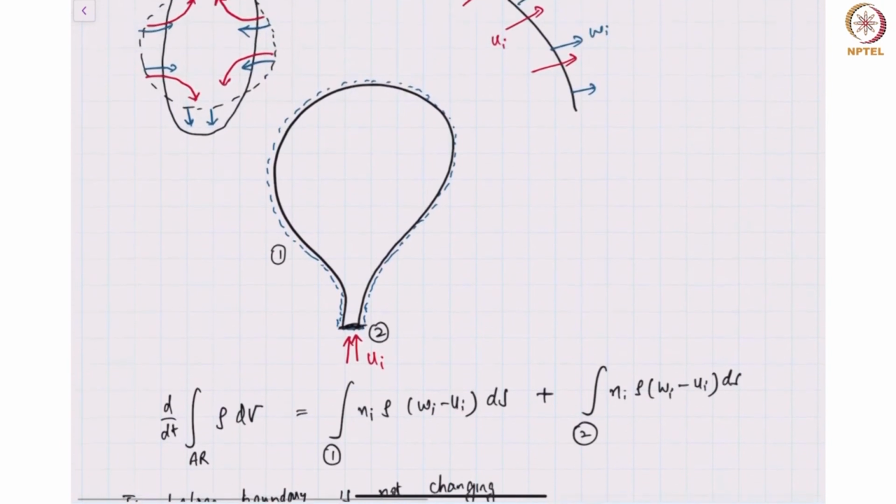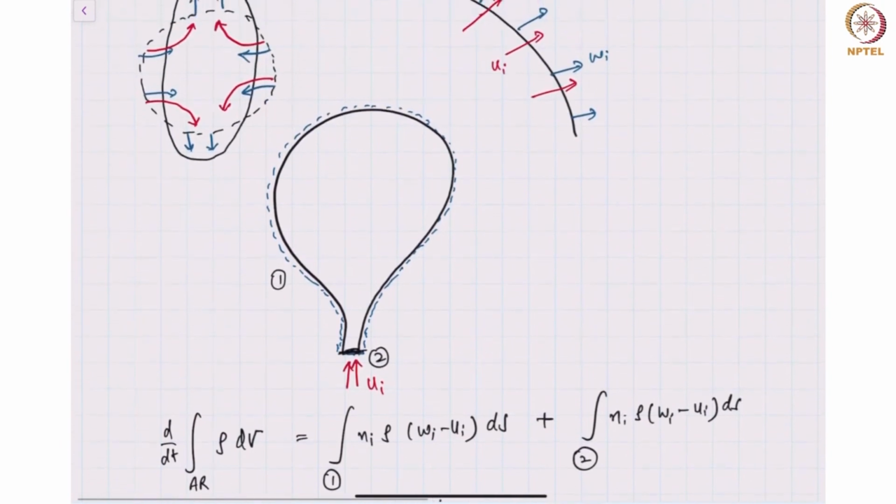Now another possibility, which I would like you to think about and work out yourself, is that boundary 1 is actually expanding. When you pump air into the balloon, consider a situation where the density is not really changing. If the density is constant, it comes out, but the volume is changing with time. So the balloon is becoming bigger, so the left hand side is non-zero, correct?